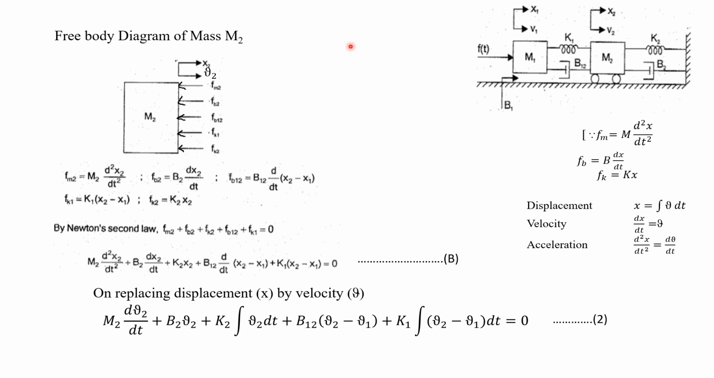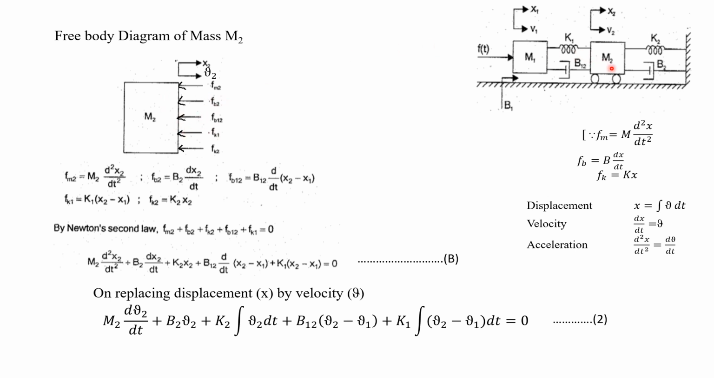Now we have to check whether there is any applied force for this m2 or not. Here the applied force F is directly applied on m1, not m2. So there is no need to represent the applied force here. We only have to represent all the opposing forces in the opposite direction.